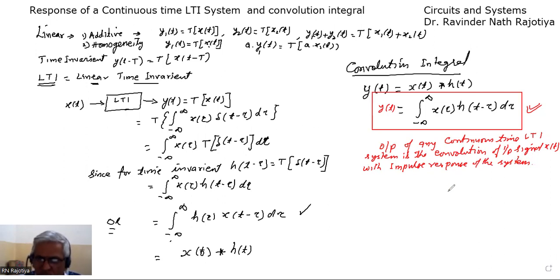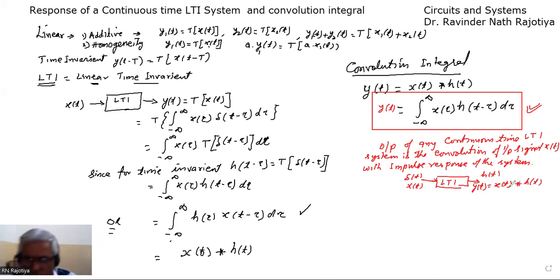That means, if you say this is my LTI system, and you applied an impulse delta of t, the response was h of t. But if you give any arbitrary signal x of t, your y of t is nothing but the convolution, which is equal to x of t convolved with h of t.